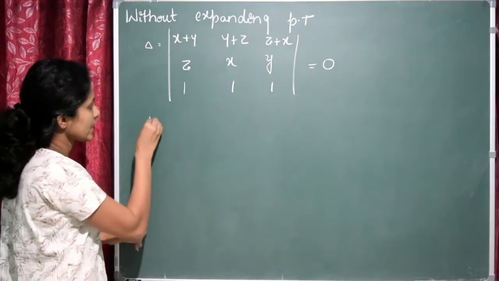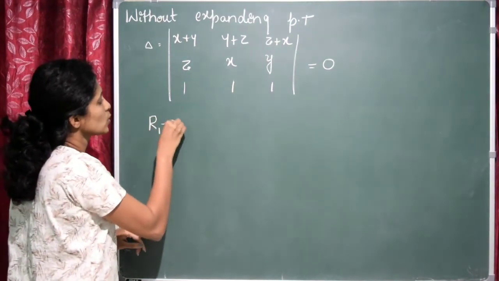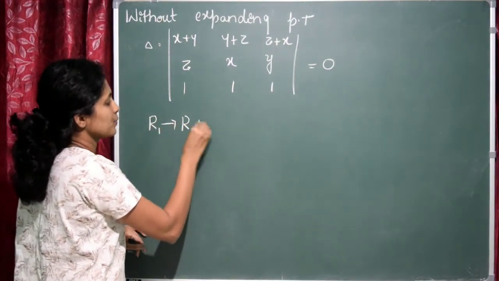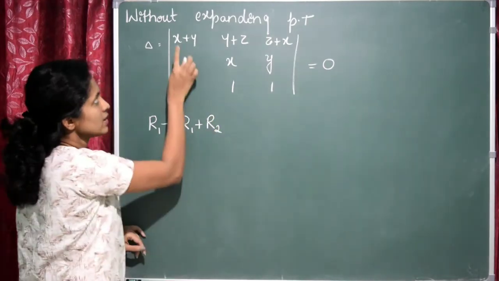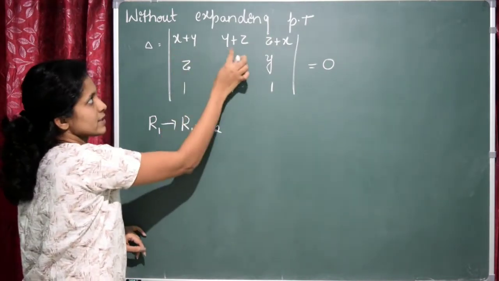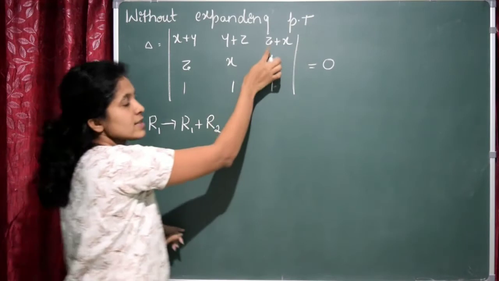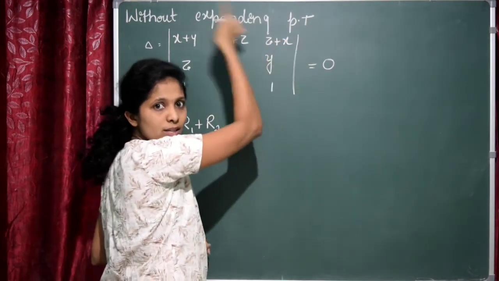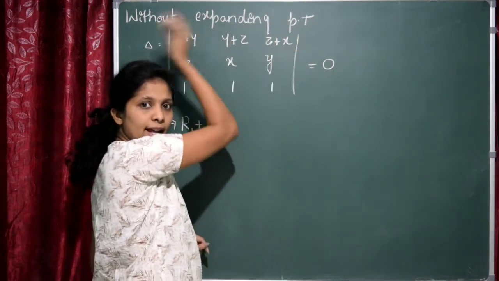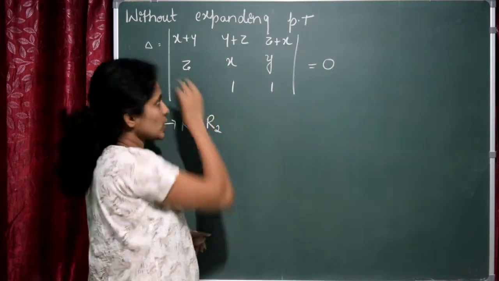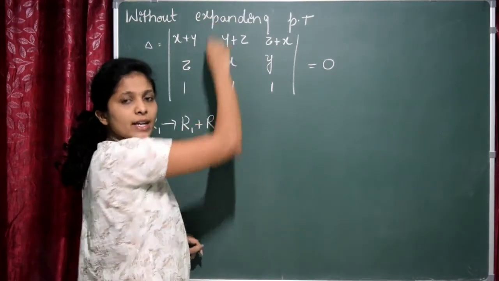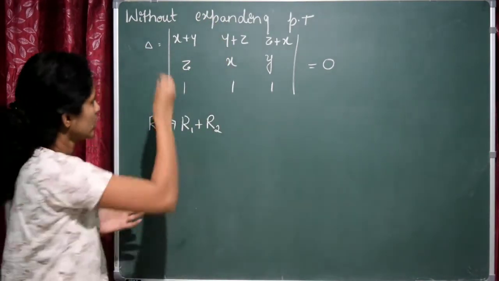I can write, see, R1 changes to R1 plus R2. If you add this, what happens here? This will be now x plus y plus z. This is y plus z plus x. This is z plus x plus y. All the same, right? Then you can take that common. Is it clear? So that we will get the two rows equal. So it will be equal to 0. We will do that one.